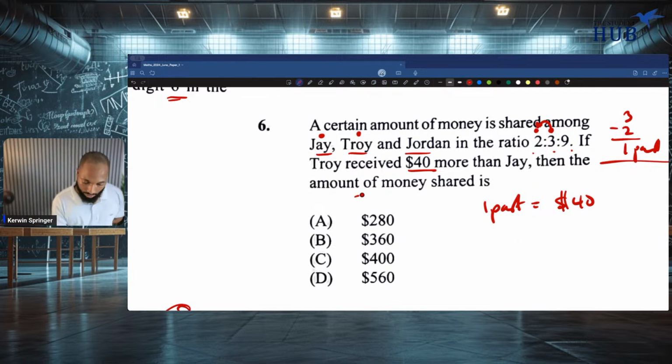So if that is one part, then for the amount of money shared, how many parts are there in all? 2 and 3 is 5, and 9 is 14. So we want 14 times 40.